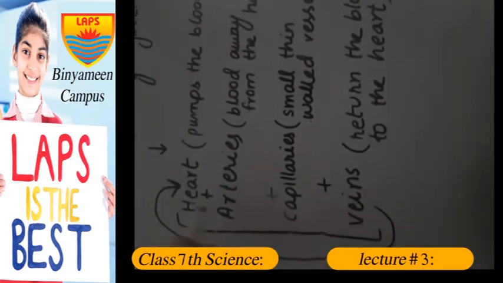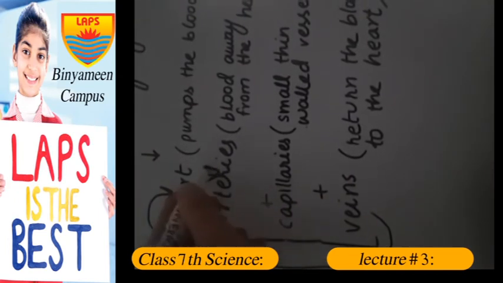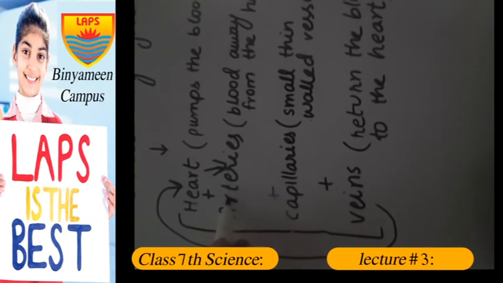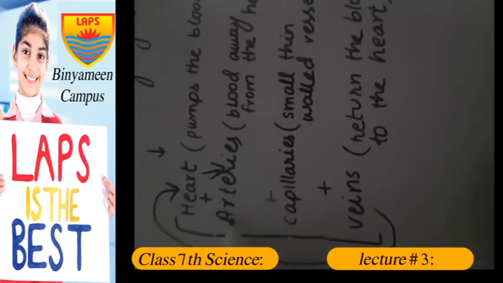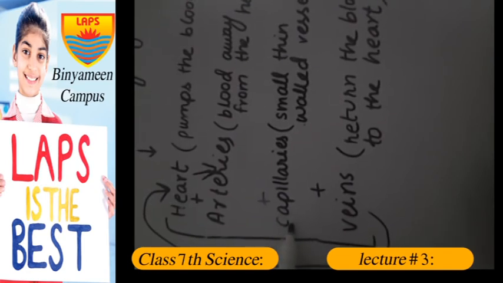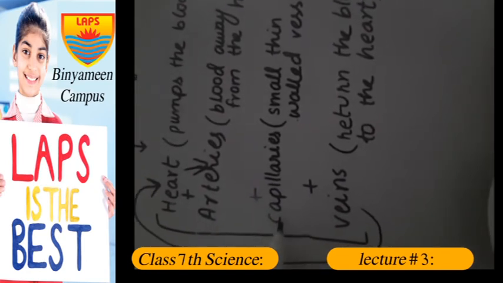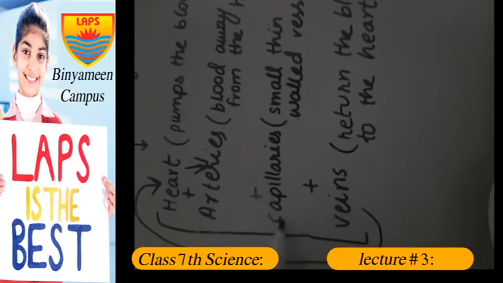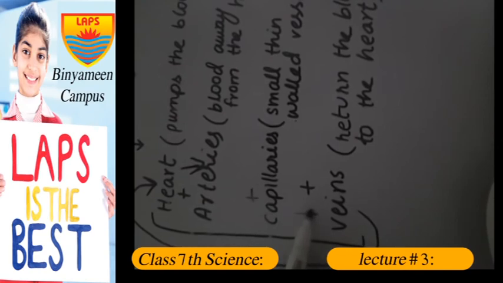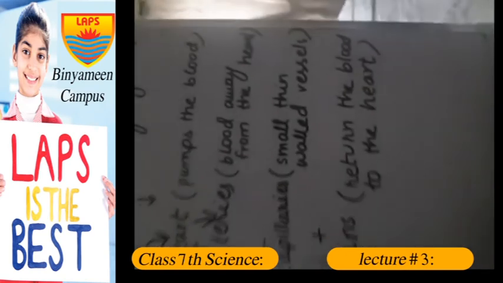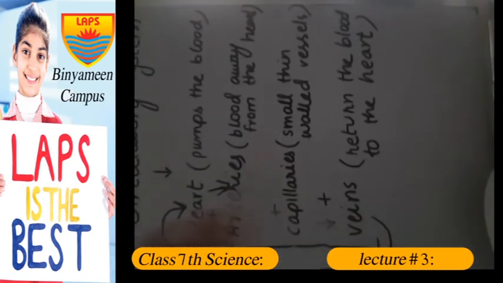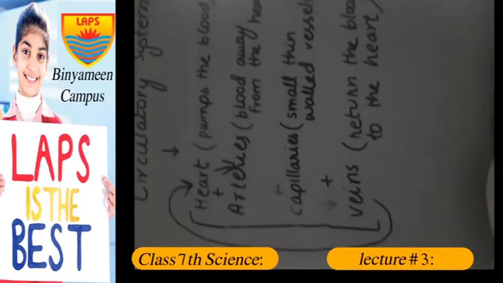So this process keeps on going. The blood will enter from the heart into the arteries, then to the capillaries that will penetrate into the tissues, and there the exchange of gases and nutrients will take place. Then these capillaries join up to form veins. The veins will return the blood again to the heart, and this cycle goes on and on. This is about your circulatory system.